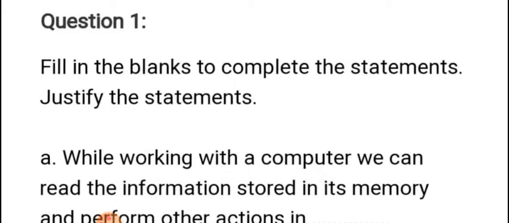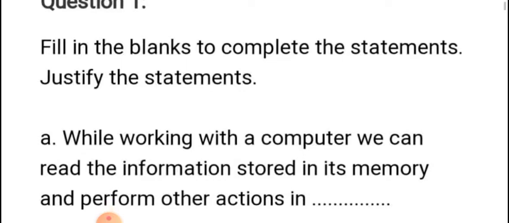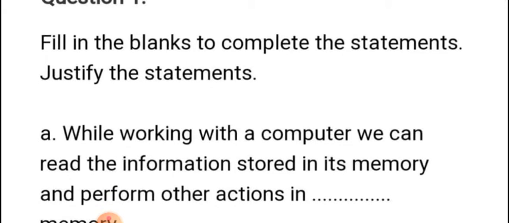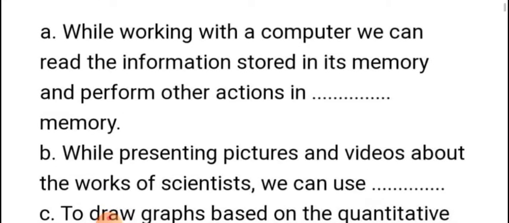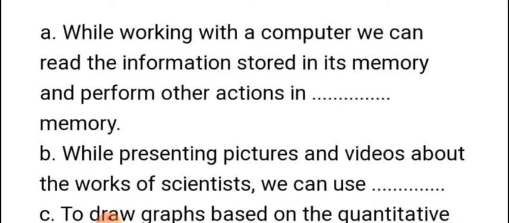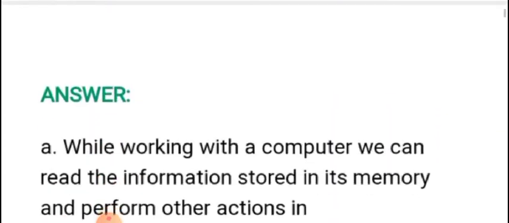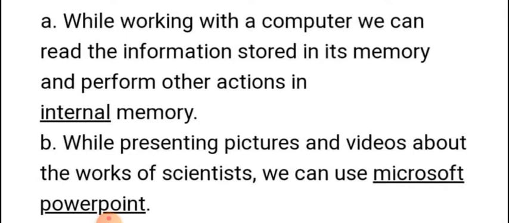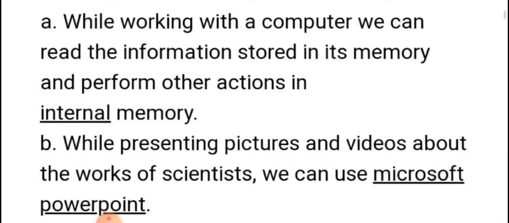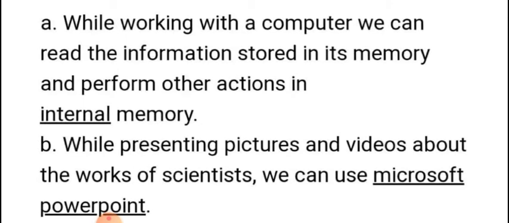Okay, so here I am going to read these questions. Listen carefully. Fill in the blanks to complete the statement, justify the statement. While working with a computer, we can read the information stored in its memory and perform other actions in dash memory. So here is the answer. I'm going to read the answer directly. You will get the question and answer together. So the answer is internal memory.